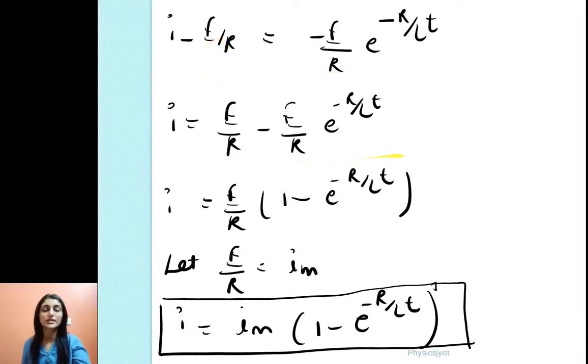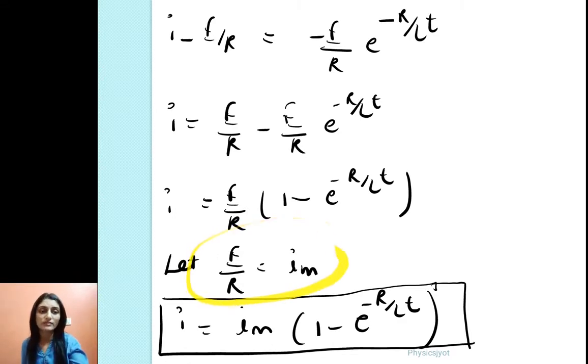I got this term, and then I have taken E upon R common. So I get 1 minus e raised to minus R upon L into t, where E upon R is the maximum current which will flow through the circuit, because capital E is the maximum voltage.